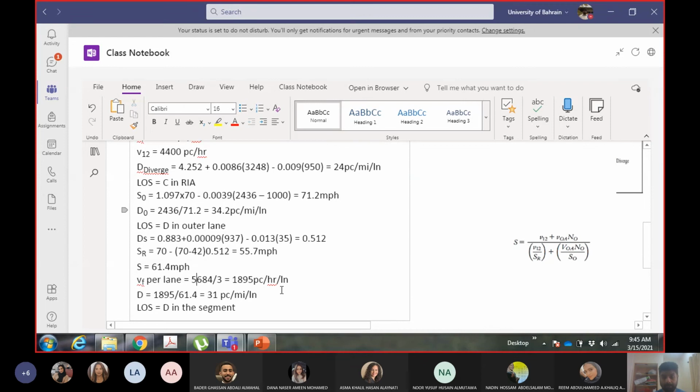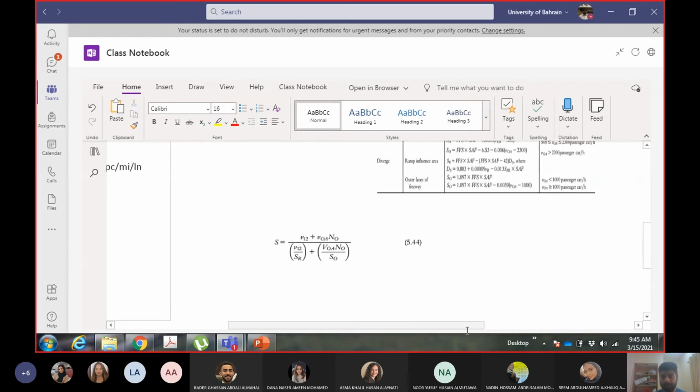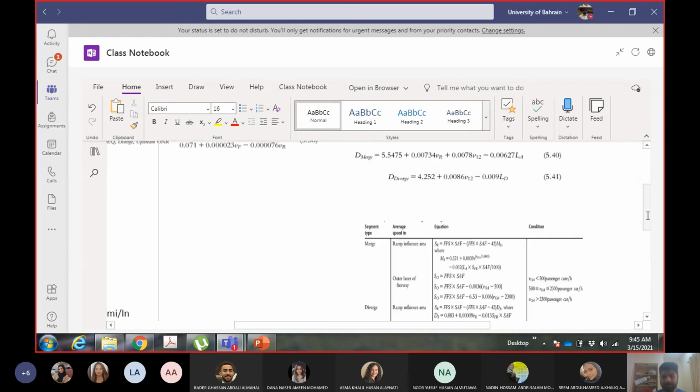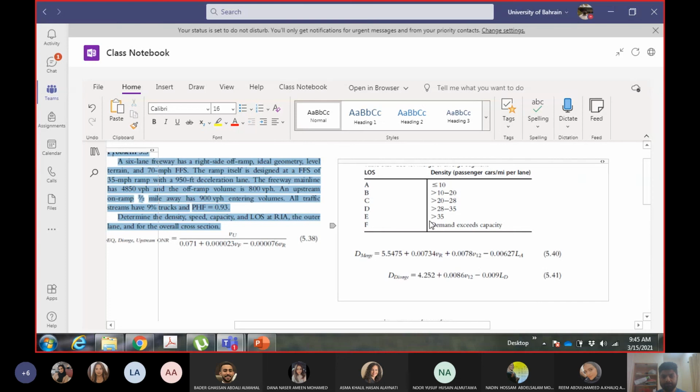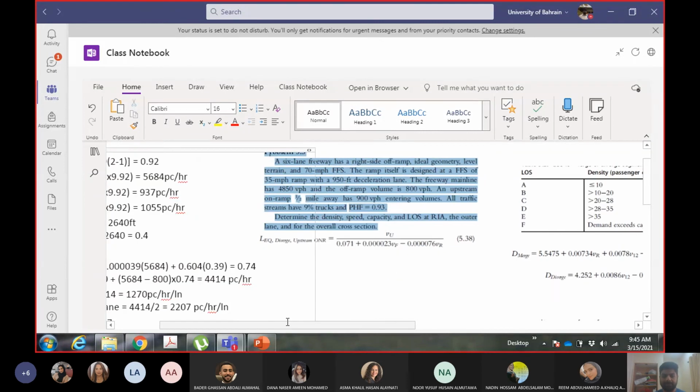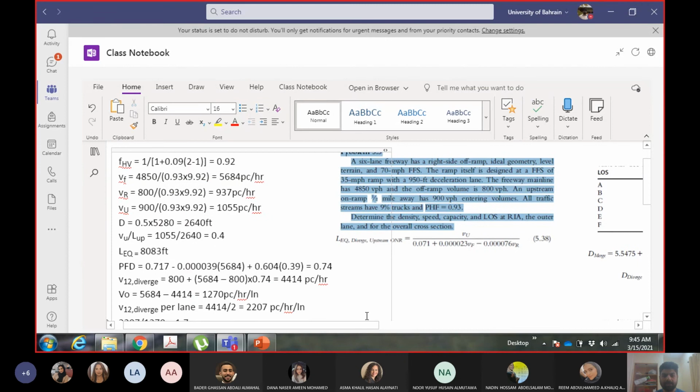Now, one important thing here: if you go to the table of density, you will see more than 35 is E, but there is no value given for F here. So from 35 onwards, how much is E and then how much will be F? That will come from the capacities.